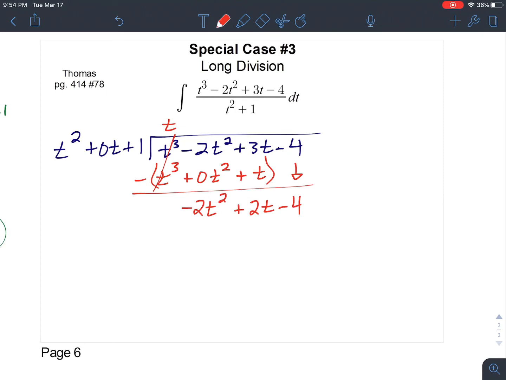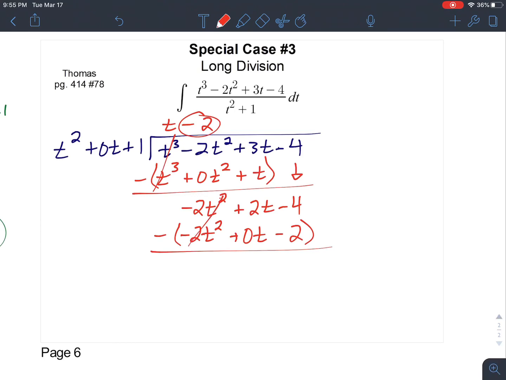Okay, then the next thing is we need to figure out what is going to multiply here, once again with t squared, to make negative 2t squared. And we can see that if we put in a minus 2, negative 2 times t squared makes negative 2t squared. Then we multiply it with the 0t. And finally, we multiply it with the plus 1. Now be careful, we need to subtract.